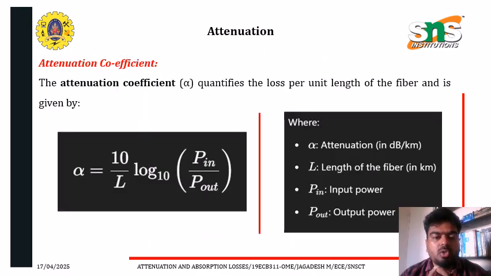Then the attenuation coefficient. What we discussed in the previous slides is what attenuation is and what the causes of attenuation are. Here the formula for attenuation is represented: alpha equals 10 by L log base 10 of P in by P out, where P in is the input power, P out is the output power, L is the length of the fiber, and alpha is the attenuation in dB per kilometer.